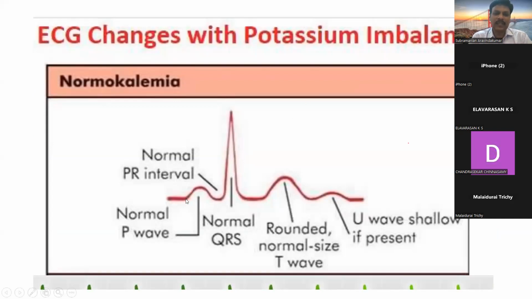This is the normal ECG. See here, the P wave occurs, then a short PR interval, from the beginning of the P wave to the beginning of the QRS complex, which is 120 to 200 milliseconds, and you have a QRS which is 80 to 100 milliseconds. Then there is an ST segment and a T wave. Following the T wave, in some places you can see the U wave, which is almost 25% of the T wave, upright like the T wave. So this is the normal ECG.